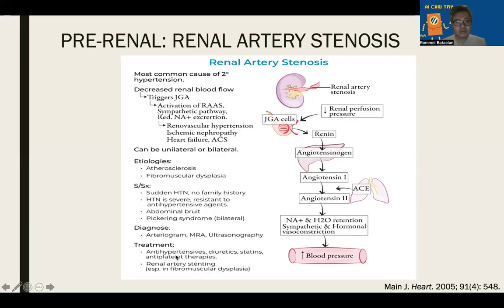So definitely you can start with management first, giving antiplatelets and diuretics in addition to the standard BP lowering regimen and also statins. But if it is severe or unresponsive to medical management, renal artery stenting, so that the narrowing will be resolved by placing an artificial tube that would make the renal artery lumen patent and ensures good renal blood flow in the system.